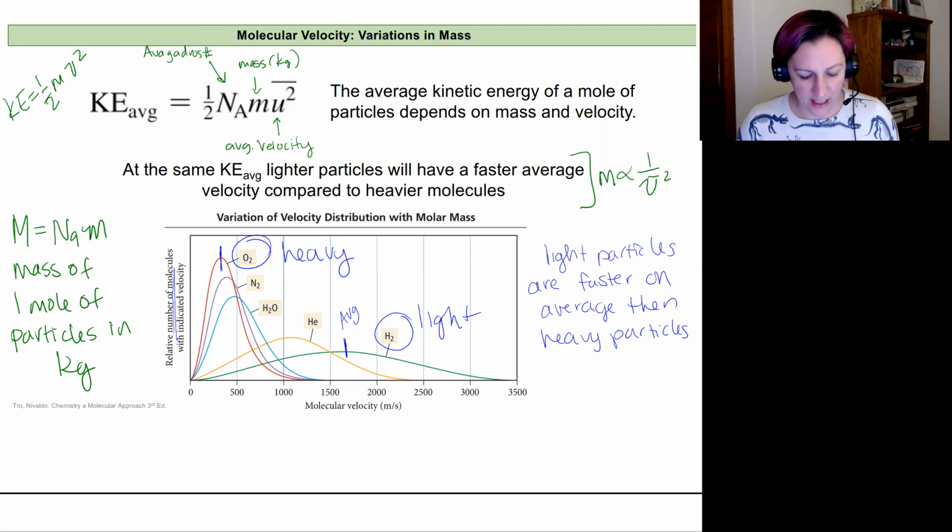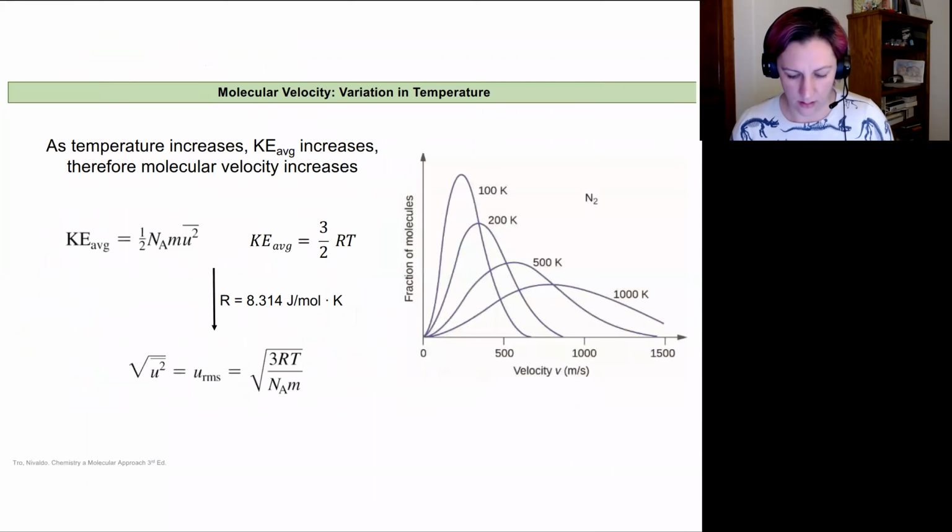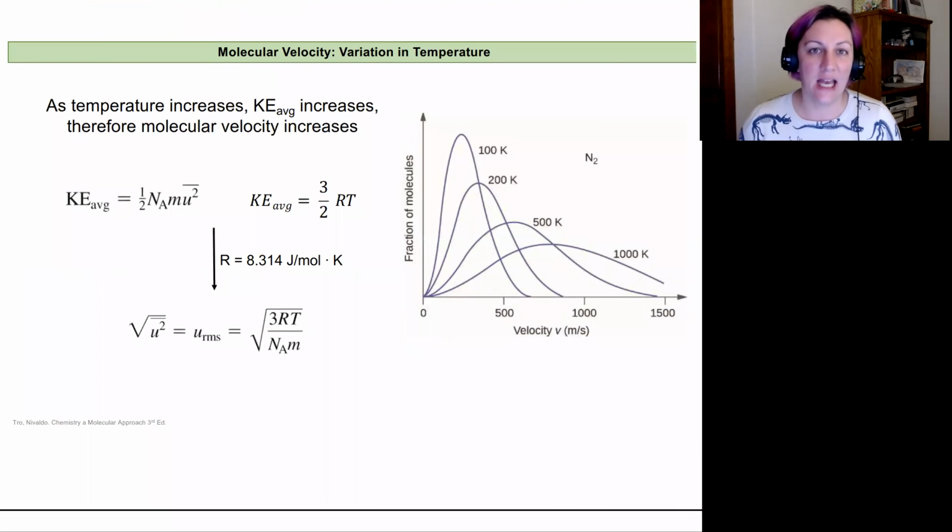So now let's look at another component to velocity, which is temperature. As the temperature of a sample of gas increases, the average kinetic energy also increases along with it. And if average kinetic energy is increasing, it means that the molecular velocity has to be increasing. This is where we get the idea that as temperature increases, our gas particles move faster.